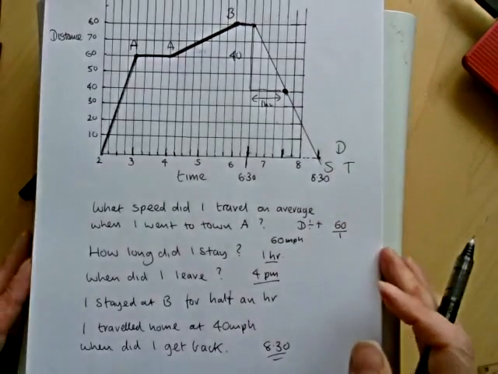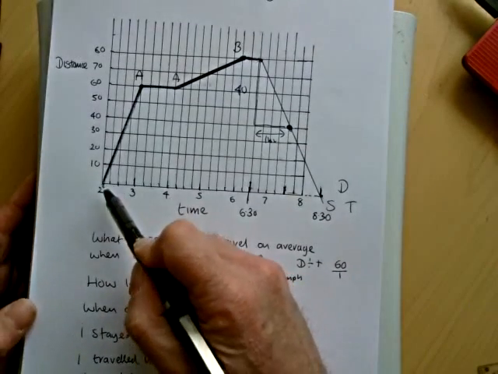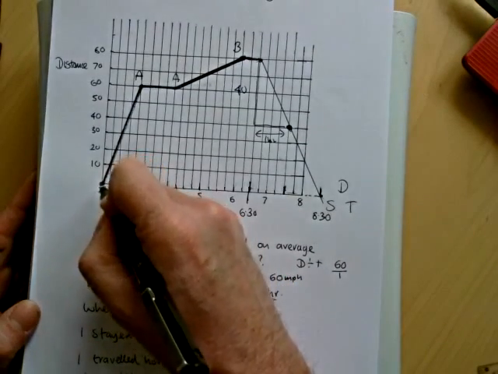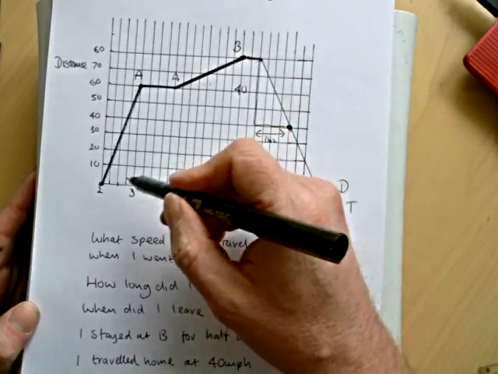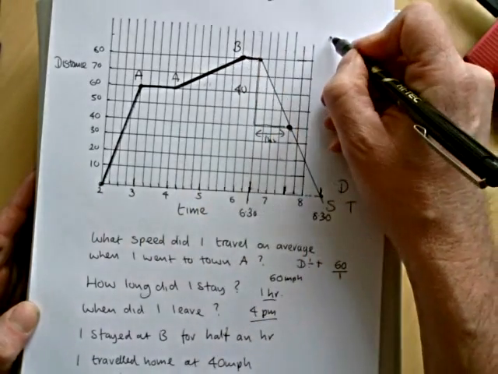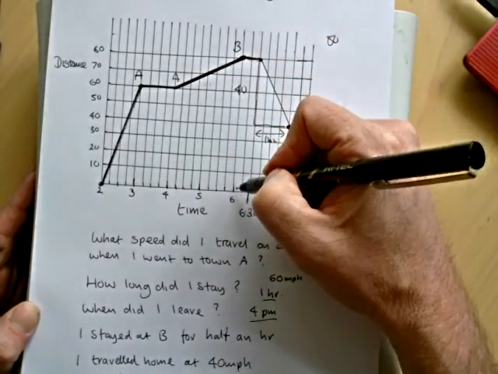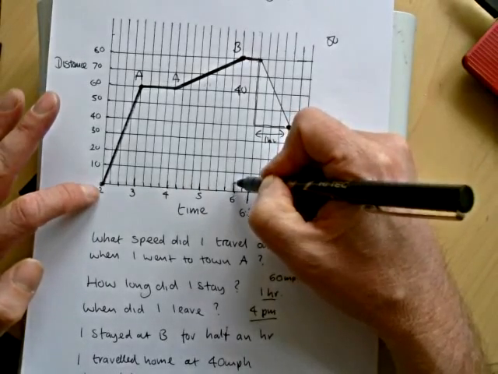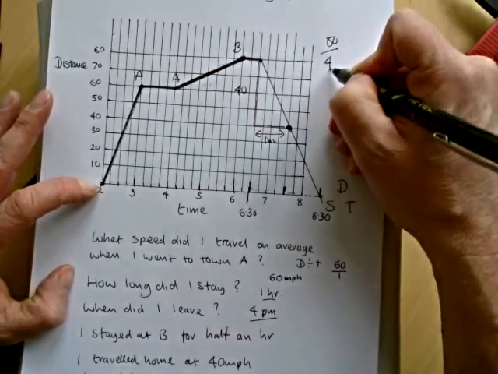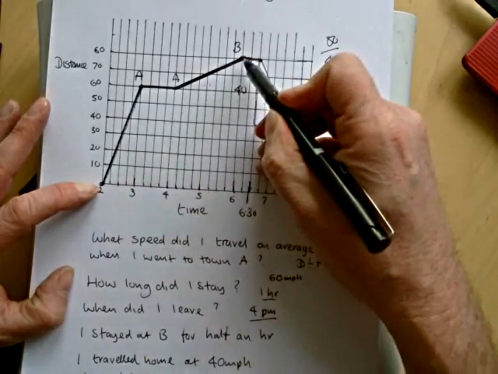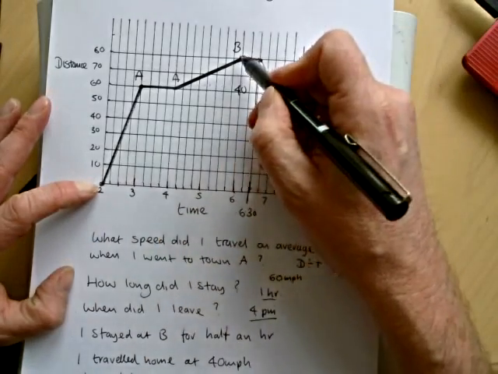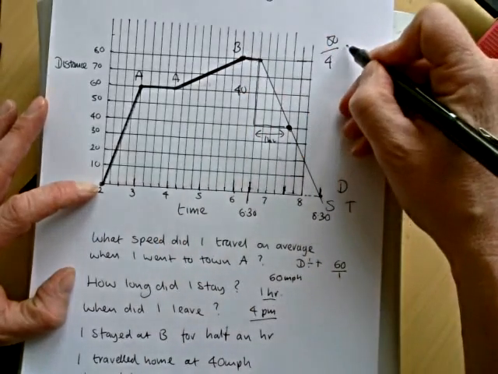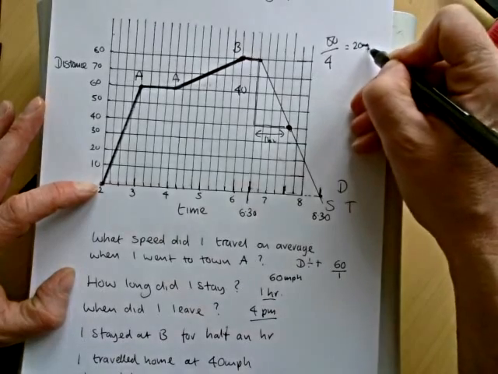Okay, just a couple of other things. Say I said, what's the average speed from, let's say, home to B? That would be 80 miles in. From 2 to 6 is 4 hours, so 80 in 4 hours. So the average speed, including the stop to get to B, and the slower speed we went there, would have been down to 20 miles per hour.